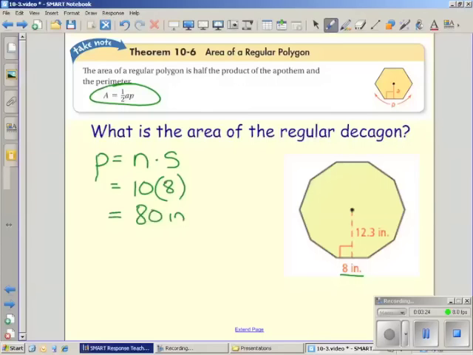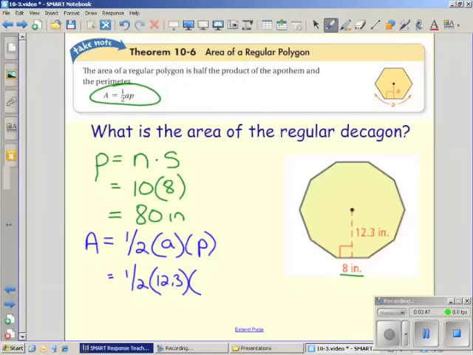Step 2, we need to find the area of this decagon. We have just learned that the area is equal to 1/2 times the apothem times the perimeter. So let's substitute our values. 1/2 times the apothem, which is 12.3, and we just figured out that the perimeter is 80. So multiplying these three values, we would get that the area would be 492. And here's our unit, square inches.